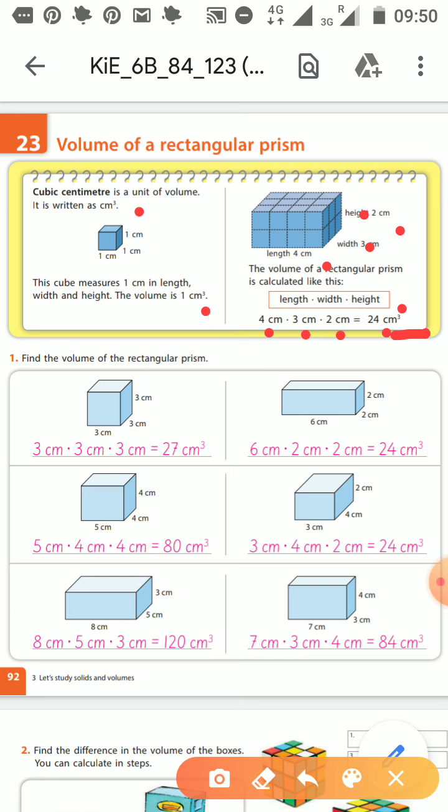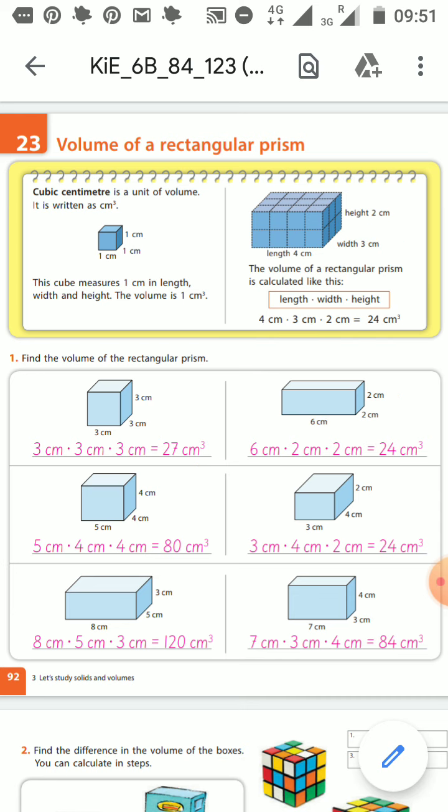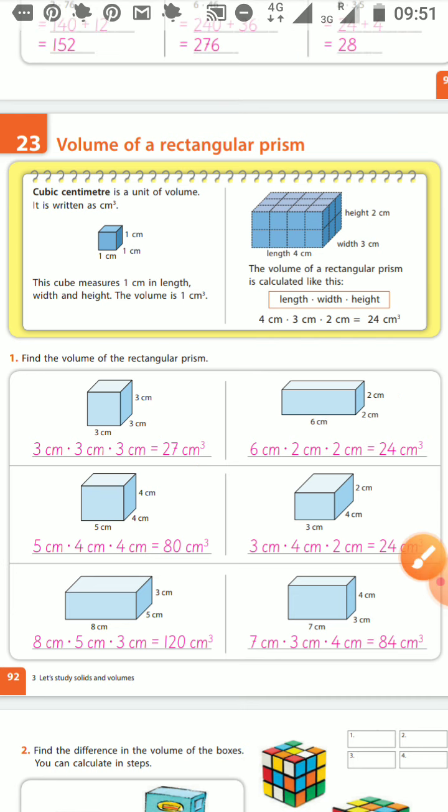So you just work through these questions here. There are 6 questions. First one to start you off with. It's a cube, and it's 3 times 3, which is 9. And another 3 times 9 is 27. Remember the cube bit. And all you've got to do is the same for the rest, really. I'll give you the second one as an overview. 6 times 2 is 12, and 12 times 2 is 24. Remember the 3-bit, centimeters cubed. All right, do the others in the same way.